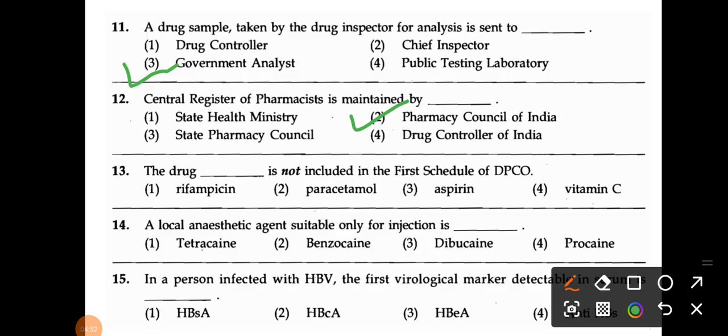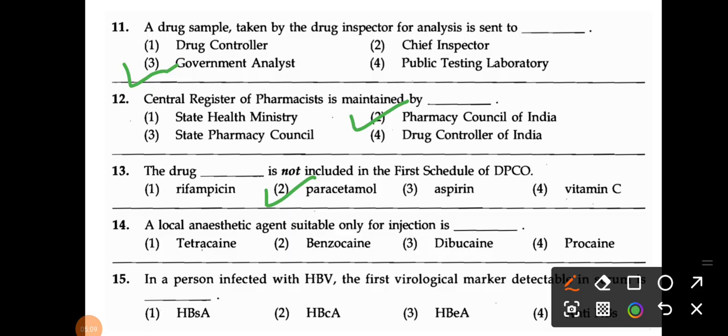Then the 13th, the drug dash is not included in the first schedule of DPCO. Rifampicin, paracetamol, aspirin and vitamin C. So your correct answer is the paracetamol, because this question paper is from 2008. So at that time the paracetamol was not included in the first schedule of DPCO, right?